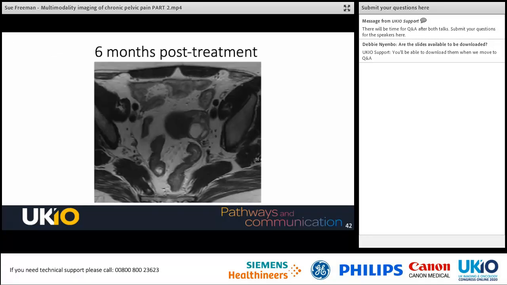And this is the MR appearance after 6 months of antibiotics. You can see that the adnexal mass has reduced down with just some normal follicles demonstrated. The fat induration has resolved and the bowel is now back to normal with no fistulation demonstrated. The patient has normal FBC and CRP.